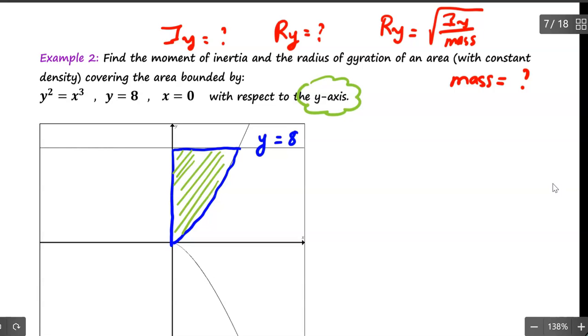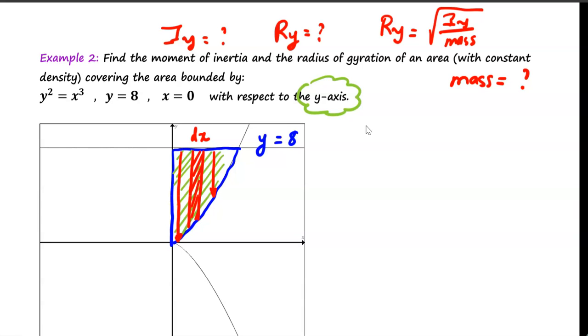Okay, so the next step, I'm working with the y-axis, and the element that I'm going to choose has to be parallel to the axis of rotation. So in this case, it will be dx. And for dx, I know that I have to take the upper function minus the lower function. But to identify upper function and lower function, you need to look within the area that you have to highlight.